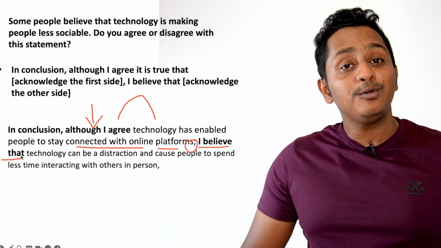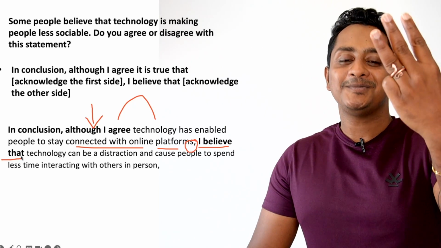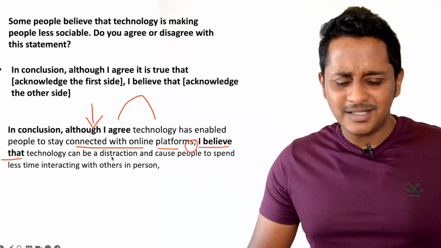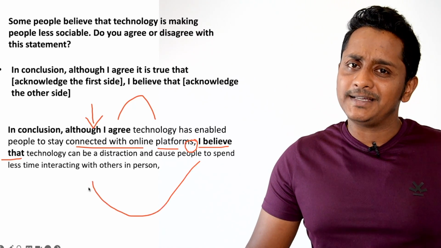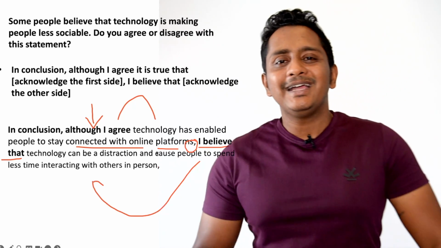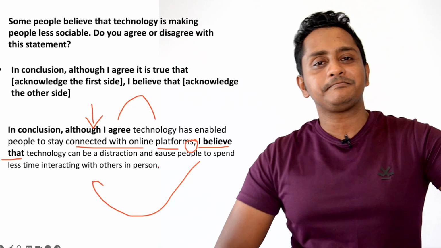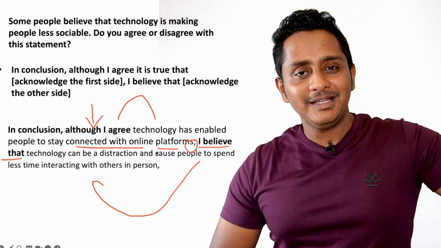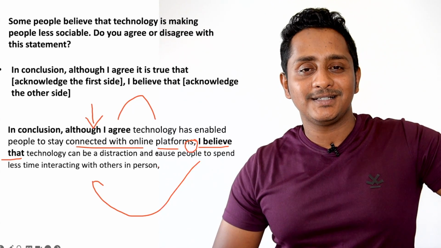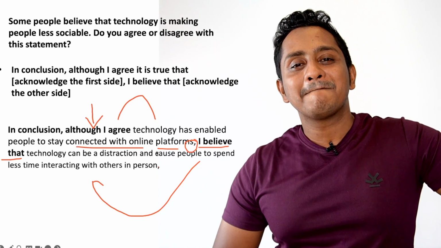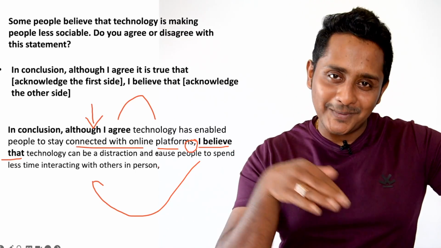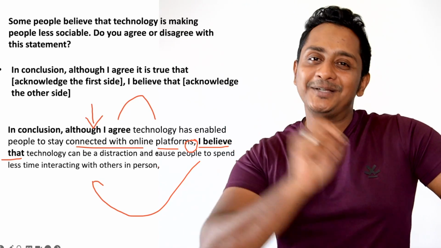I believe that. Now write the summary of the 3rd paragraph. Technology can be a distraction and cause people to spend less time interacting with others in person. Is this really difficult to write? Well, if you think it is difficult, it becomes very difficult. It is easy. You've just got to get into it and start writing. Things will fall in place.